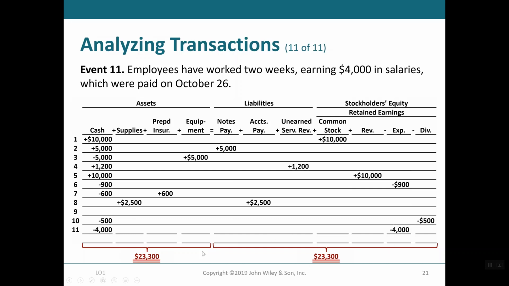At the end of the day, because it has dual effects, like we said, these two always have to balance, right? Our assets, we can see 23,300 actually equals the addition of our liabilities and our stockholders' equity, which is also 23,300. Okay, if you have questions, please don't forget to always log in to the office hours where we'll be able to answer questions that you might have.